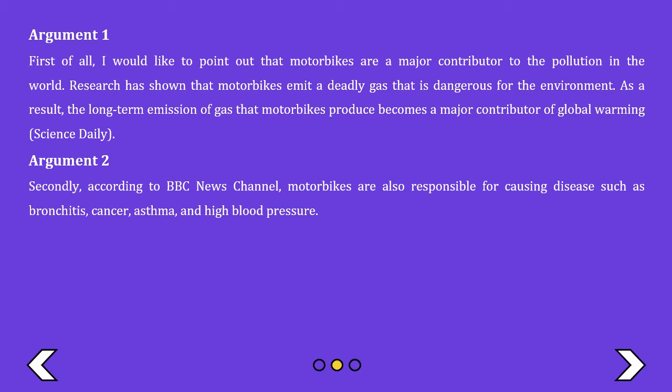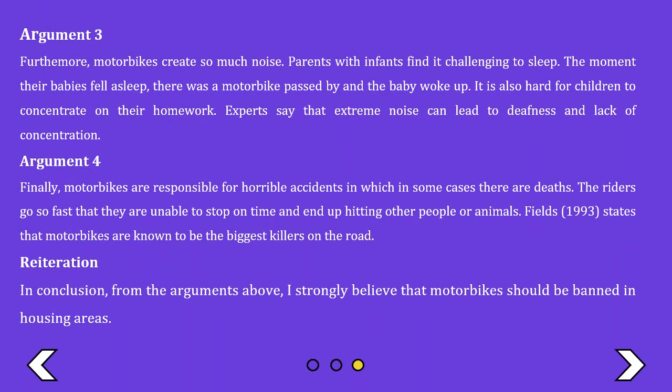Second argument, according to BBC News Channel, motorbikes are also responsible for causing diseases such as bronchitis, cancer, asthma, and high blood pressure. Third argument, furthermore, motorbikes create so much noise. Parents with infants find it challenging to sleep. The moment their babies fell asleep, a motorbike passed by and the baby woke up. It's also hard for children to concentrate on their homework. Experts cite that extreme noise can lead to deafness and lack of concentration.